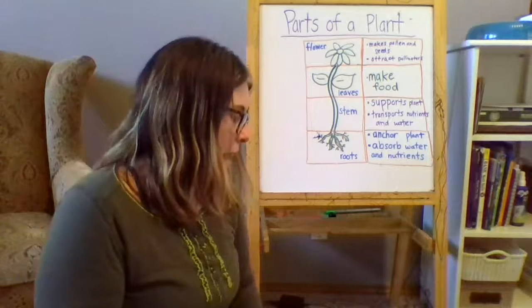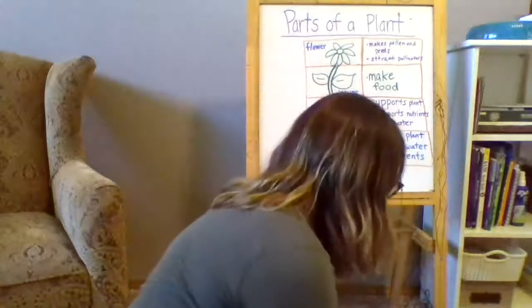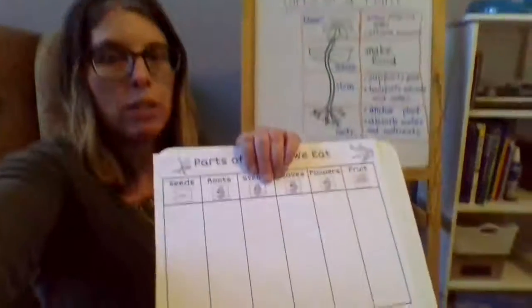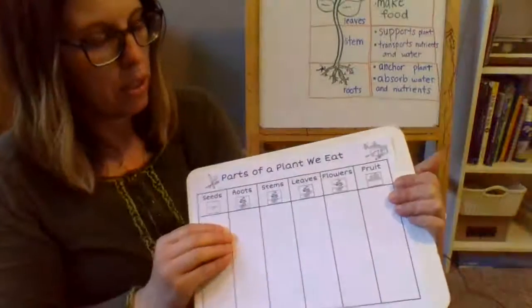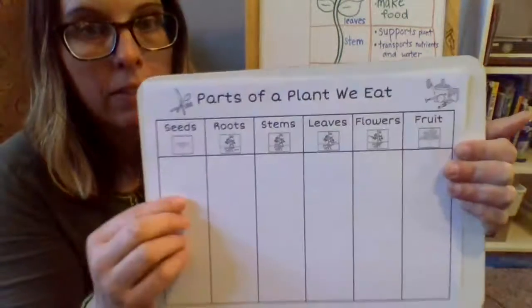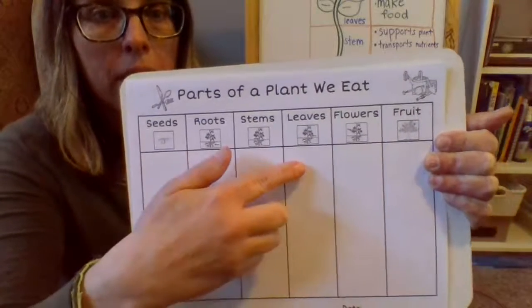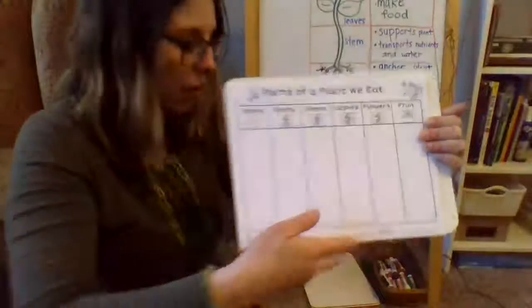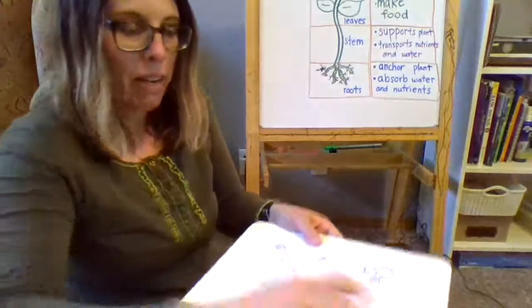So today, you have a couple things to do. One of them is a sort, and you're so good at sorts. We do lots of sorting, right? So sorting. You're going to sort parts of a plant that we eat. And here's the different categories. Seed, roots, stems, leaves, flowers, fruit. Okay? Those are the categories. And you'll get a paper that looks like this. I've already cut out a few of mine.